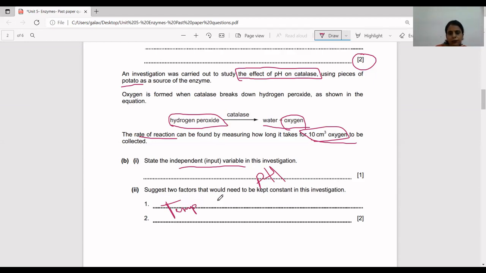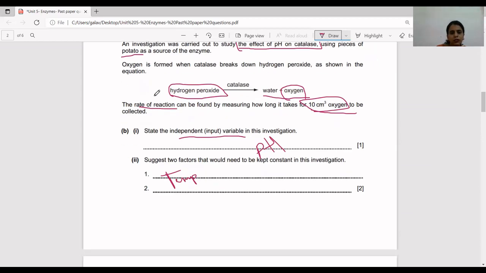Then, concentration of hydrogen peroxide. This could be concentration of hydrogen peroxide or amount of potato. Concentration of enzyme, all these things could be the two factors that could be kept constant in this investigation.